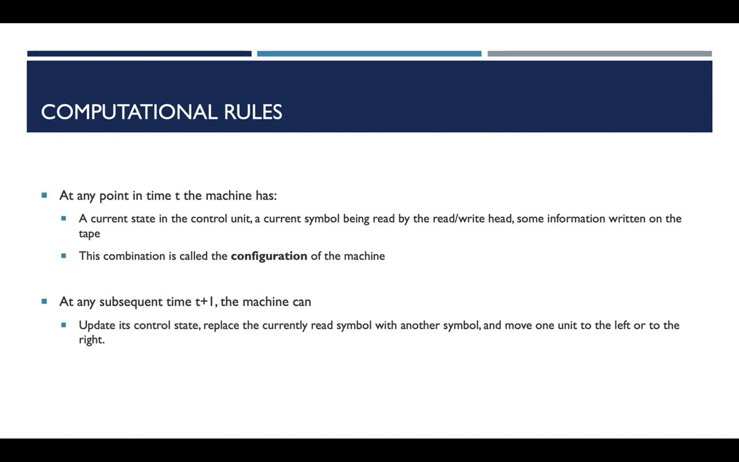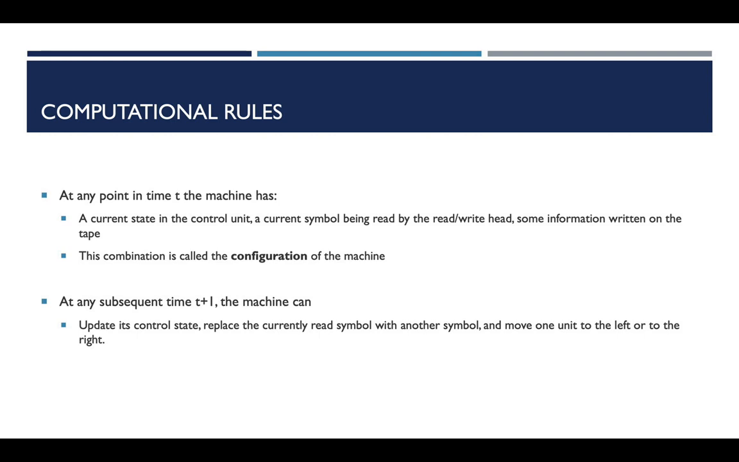If that is a snapshot in time, some time t of the machine, the computational rules are what allow us to go from configuration t to configuration t+1. When we're trying to update the configuration or the internal state of the machine, we can do the following things. We can update the control state. In the finite state machine that implements the control unit, we can go to the next state depending on the control graph or the transition function.